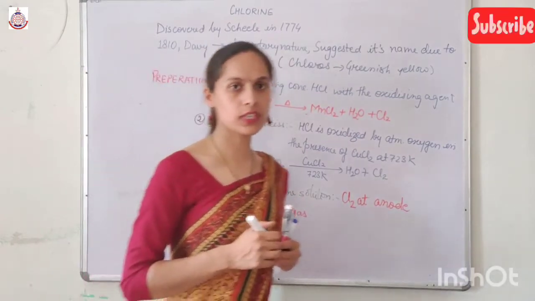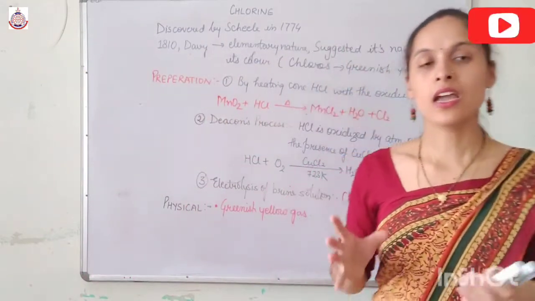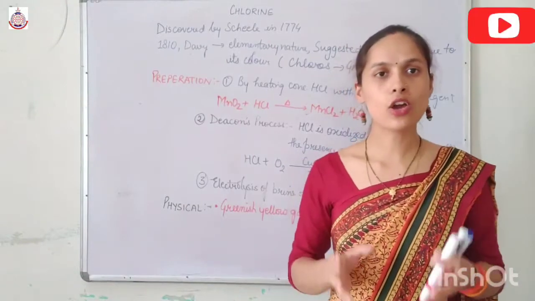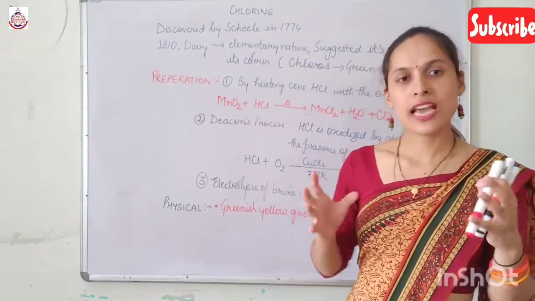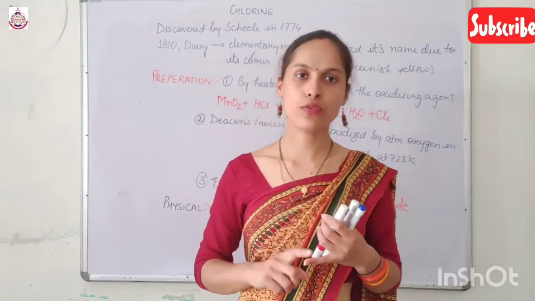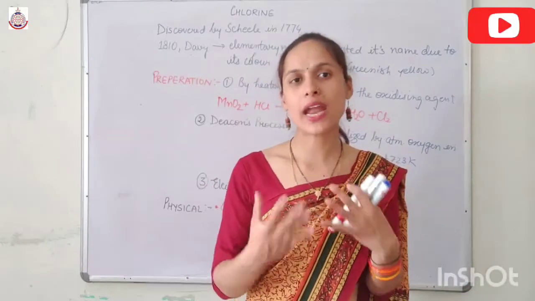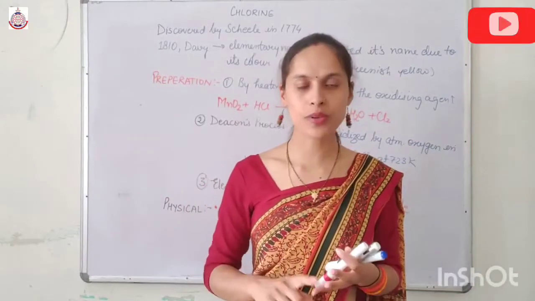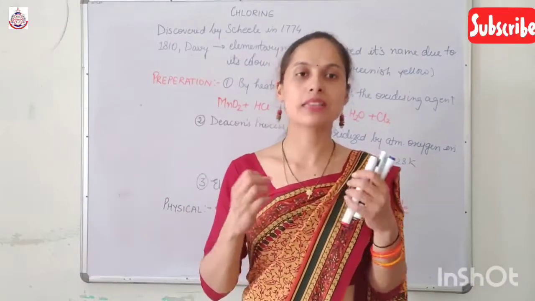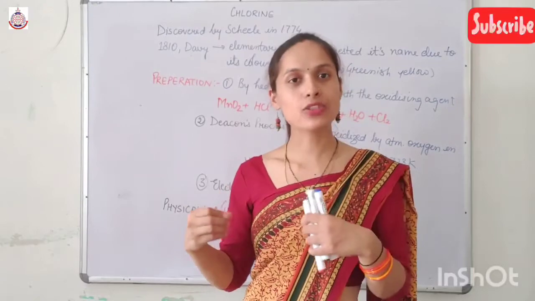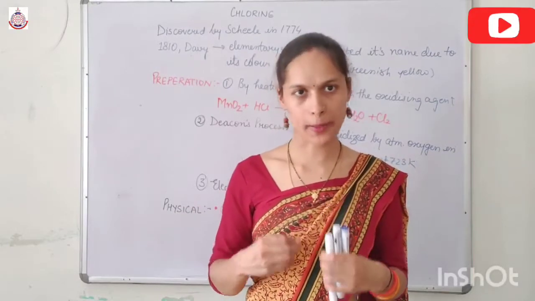In our previous video, we have studied that the atomicity of the halogen is 2. So they are held together by weak van der Waals force of attractions, and due to weak van der Waals force of attractions, F2 and Cl2 become gaseous at room temperature, whereas Br2 is liquid at room temperature and I2 is a soft solid at room temperature.